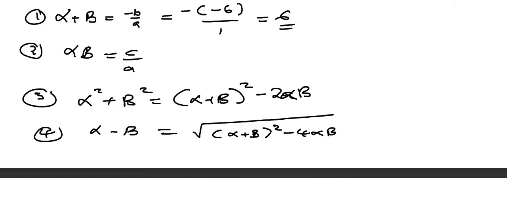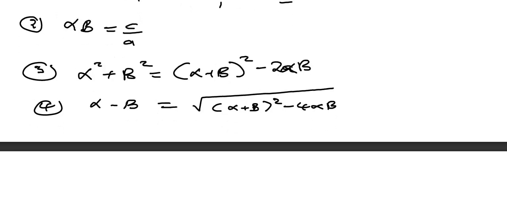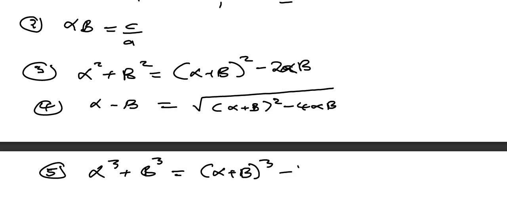Then if they say alpha cubed plus beta cubed, this would be alpha plus beta, cubed, minus 3 alpha beta, then you have alpha plus beta. These are simply formulas that you need to be familiar with. Now, how we derive them.